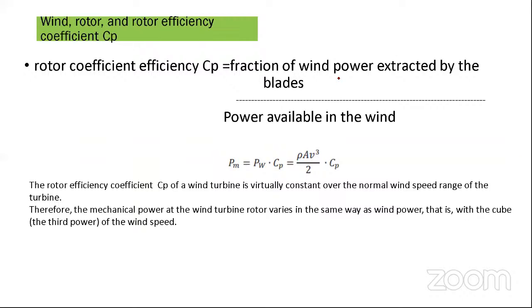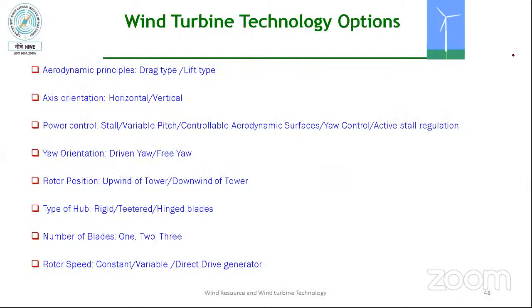Right. So this is the rotor efficiency, the coefficient of performance, which is the fraction of wind power extracted by the blade divided by the power available in the wind. How much is the fraction of power extracted by the blades, and what is the power available in the wind? Actual divided by theoretical. Right? That is called the wind turbine technology.